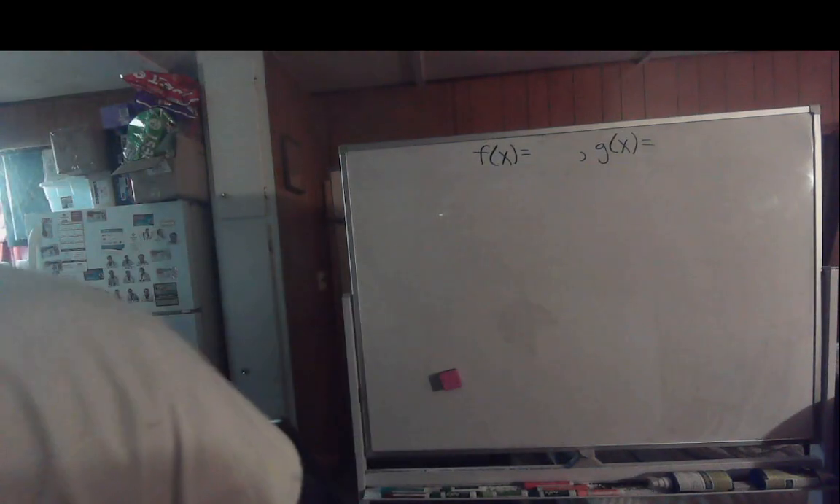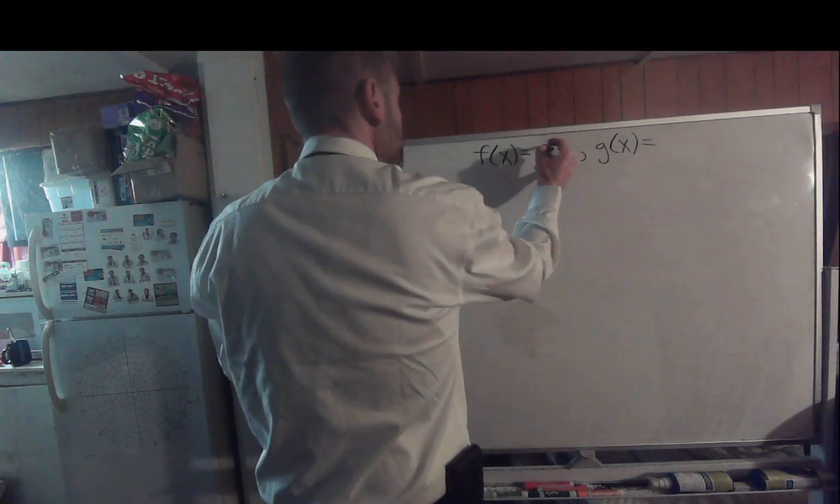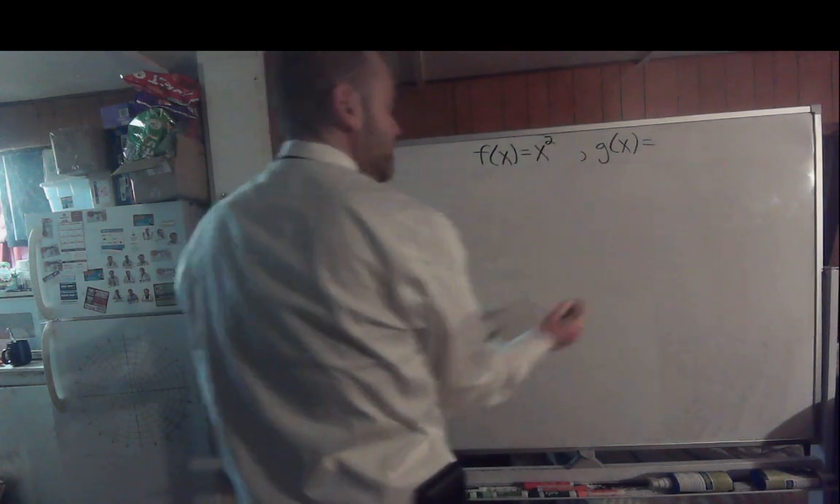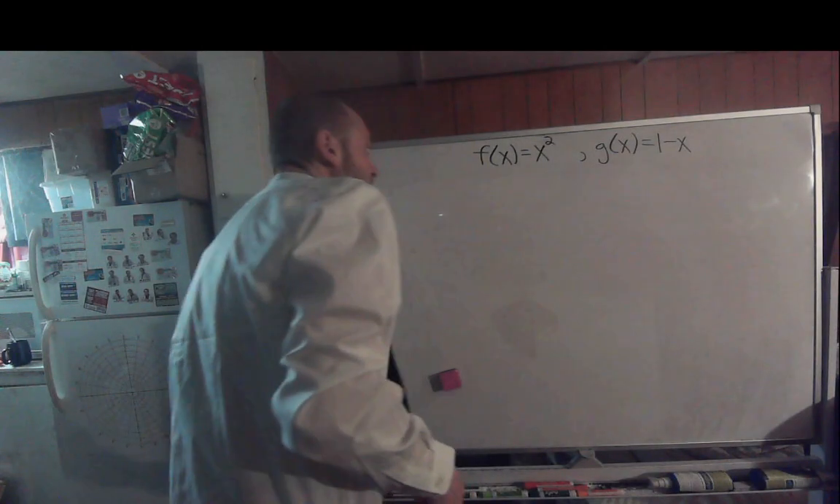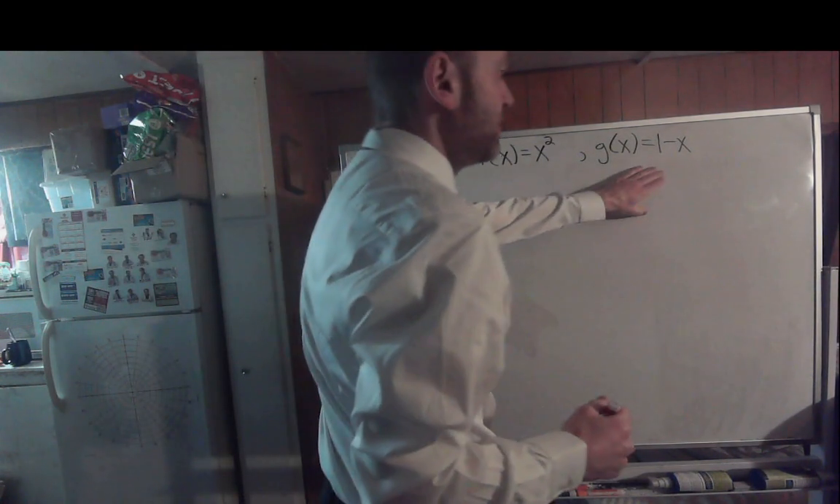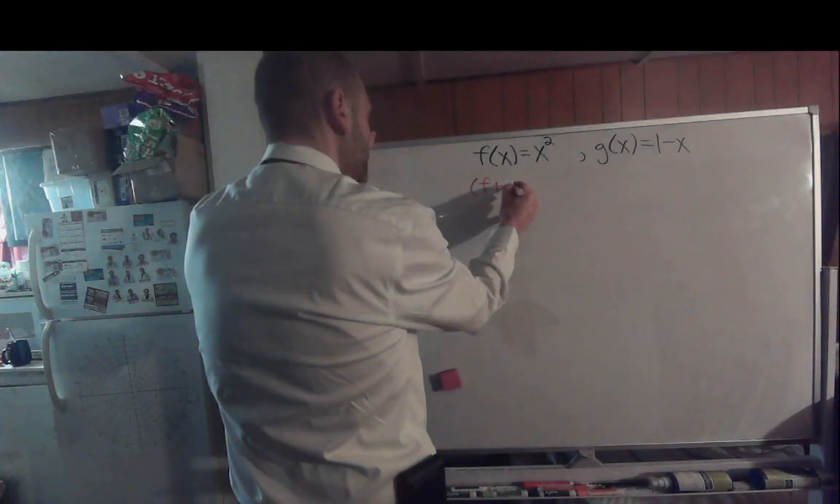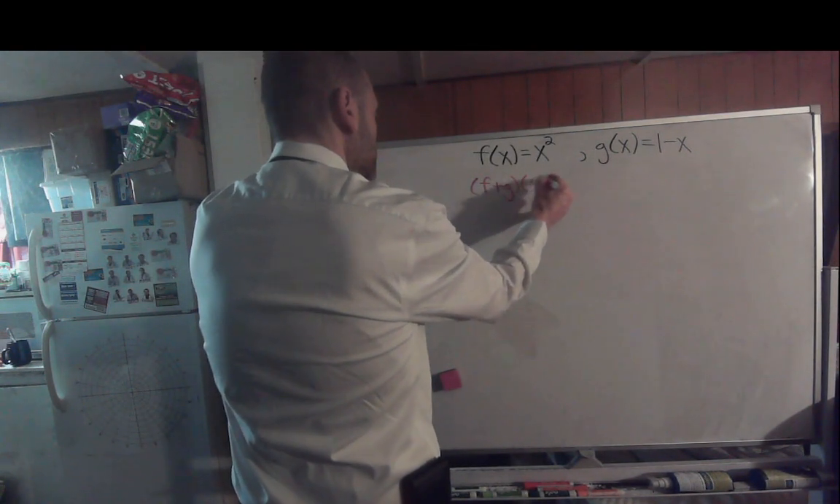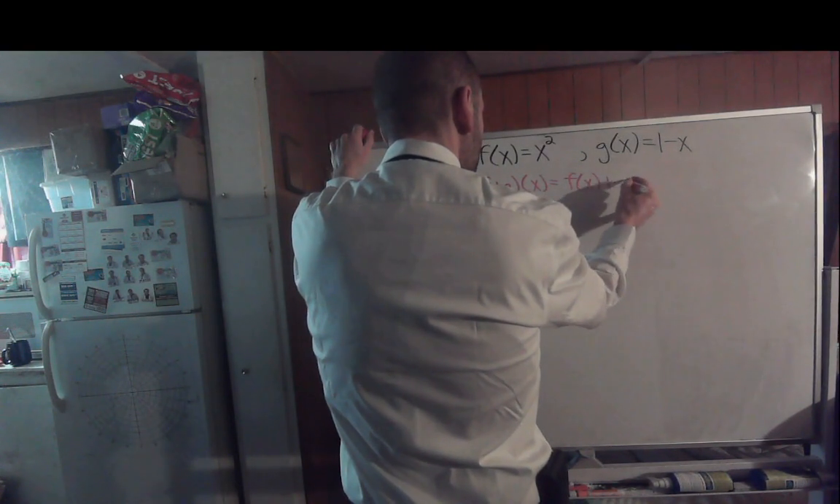Alright, let's do a couple more of these. See what we get here. f of x equals x squared, g of x equals 1 minus x. So we have f of x equals x squared, g of x equals 1 minus x. So let's go ahead, let's find f plus g of x. Again, that's just going to equal your f of x plus g of x.